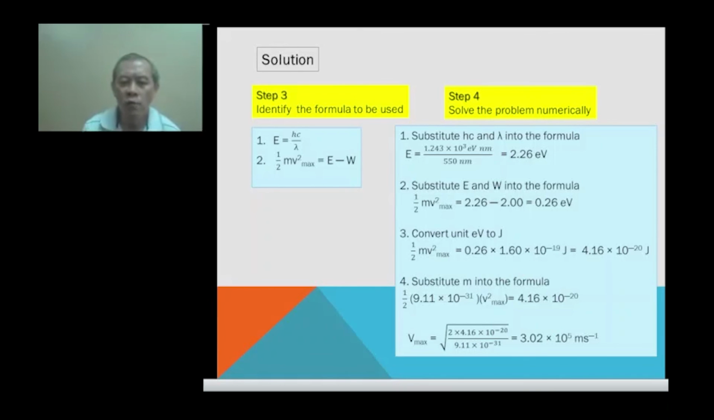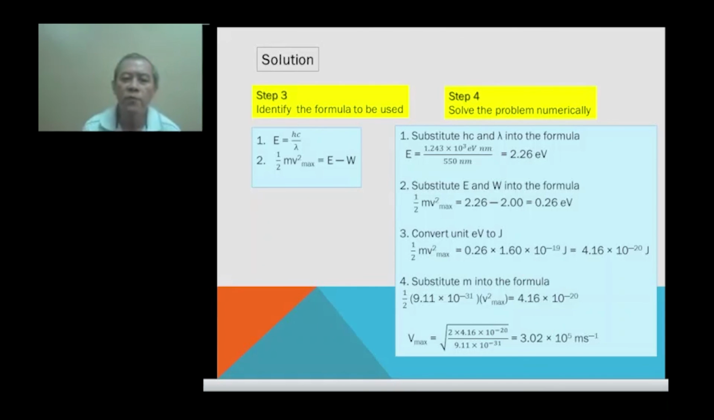Now we need to convert electron volt to joule because for half m v squared, the unit is joule. That's why we need to convert the unit electron volt to joule. So half m v squared equal to 0.26 times 1.60 times 10 power of negative 19 joule, equal to 4.16 times 10 power of negative 20 joule.